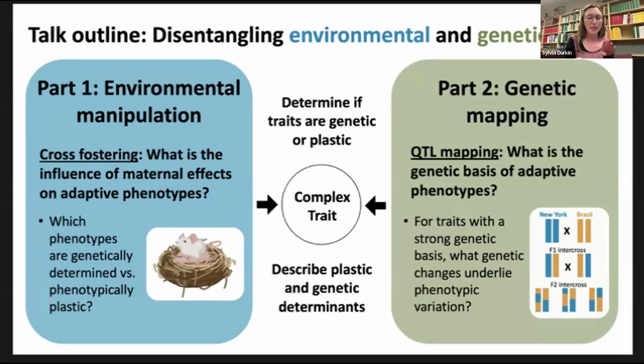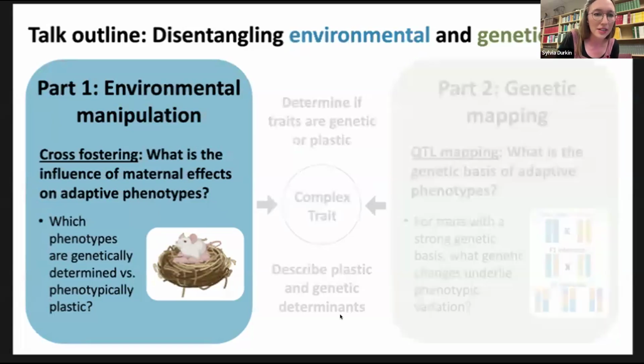And through using these approaches of environmental manipulation and genetic mapping in tandem, we can, one, determine if phenotypes are genetically or environmentally plastic, or a combination of both. And also, these methods give us an idea of what the genetic and plastic determinants of the phenotypic variation are.